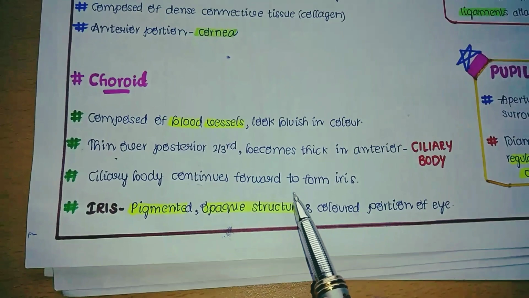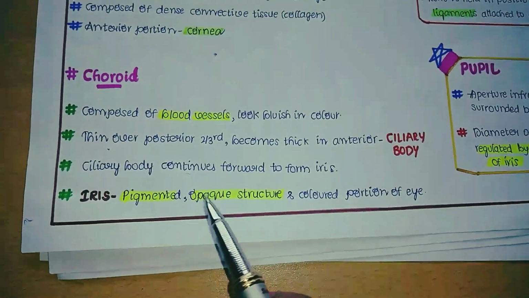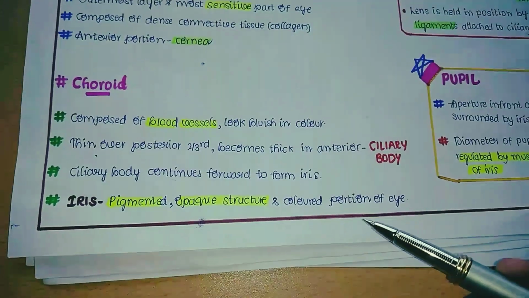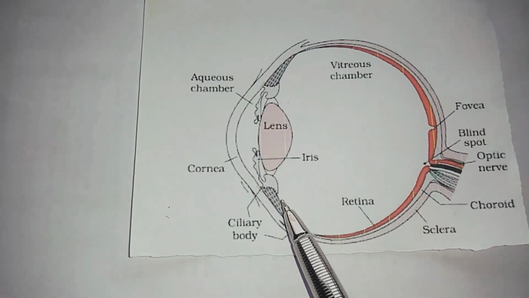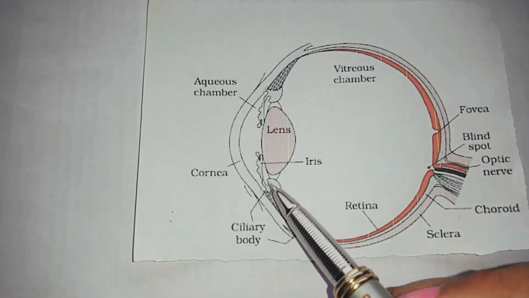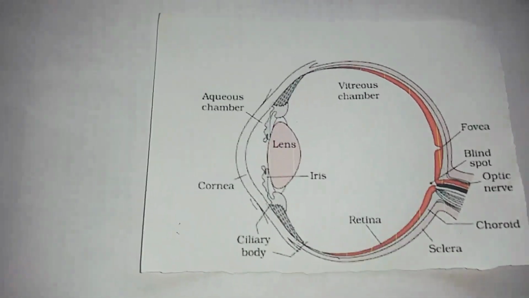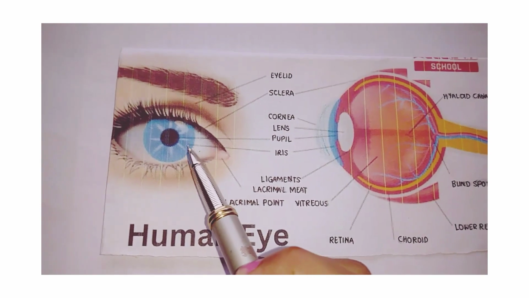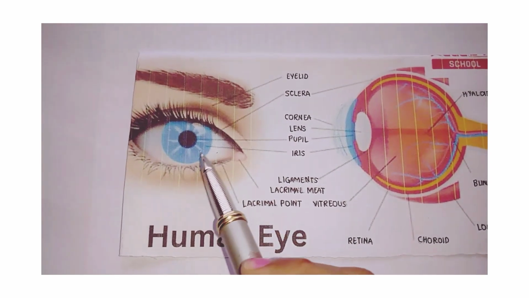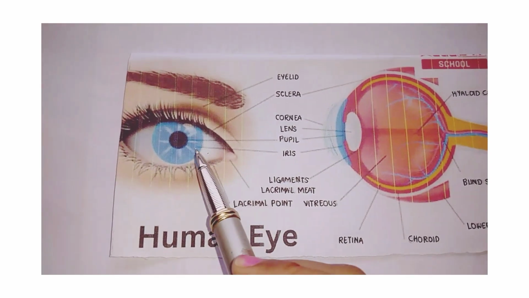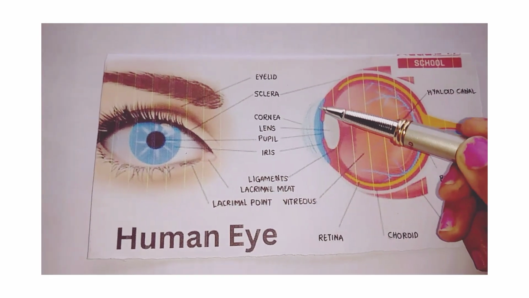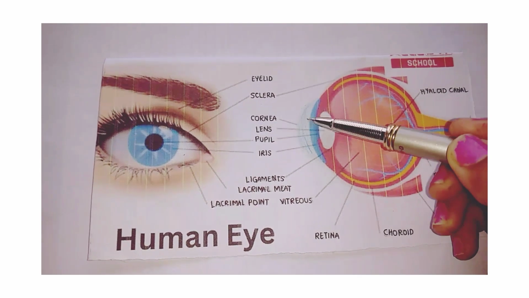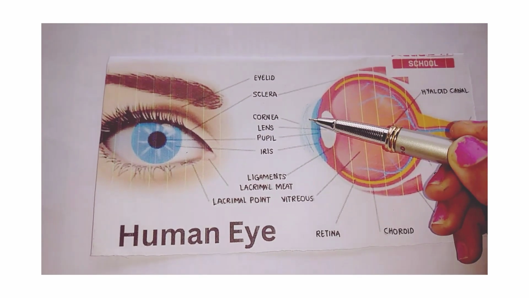Ciliary body continues forward to form the iris. Iris is the pigmented and opaque structure and is the colored portion of the eye which can be visualized externally. This blue colored part is the iris. And above the iris, this transparent part is known as the cornea, which is the anterior portion of the sclera.